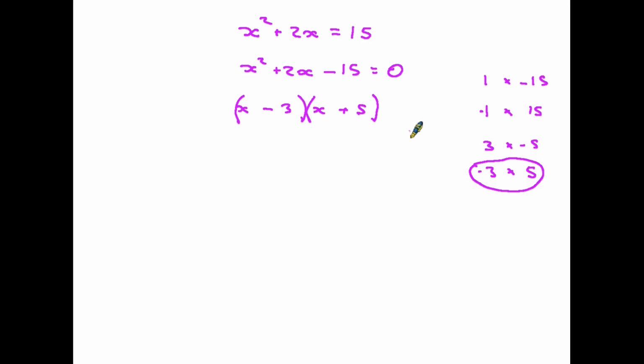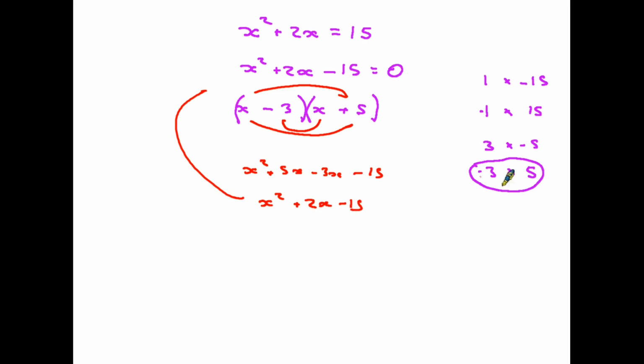And again, if you are not sure, then the best thing to do is to expand these brackets out again. Let's do that quickly. Using FOIL, we would have x times x is x squared. We would have x times 5, which will be plus 5x. We then have x times minus 3, minus 3x, and we have minus 3 times plus 5 is minus 15. So again, if we collect them together, x squared plus 5x minus 3x is plus 2x minus 15. We are back where we started. So we have the correct numbers in there.